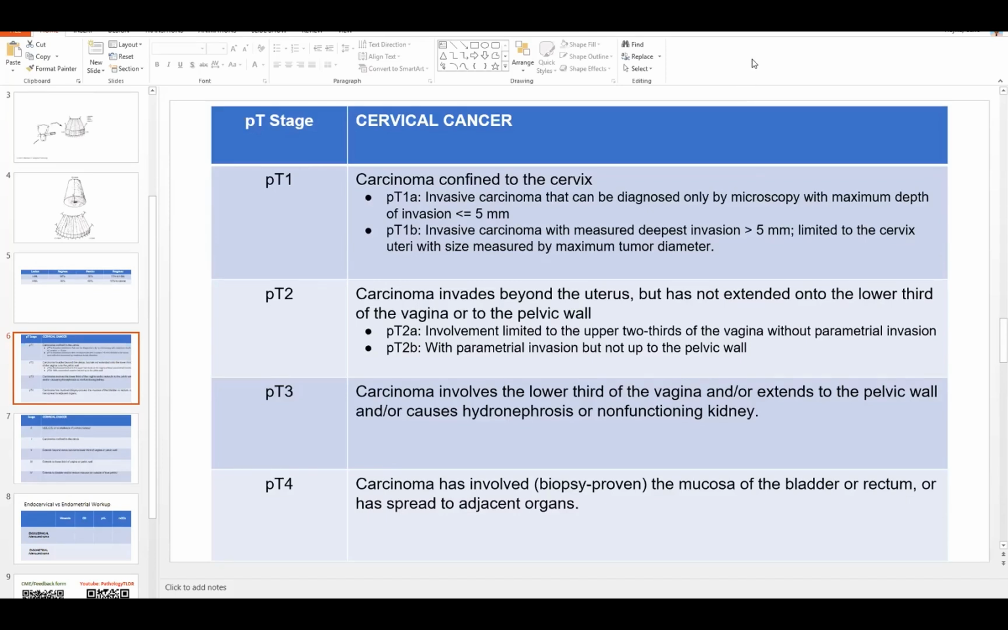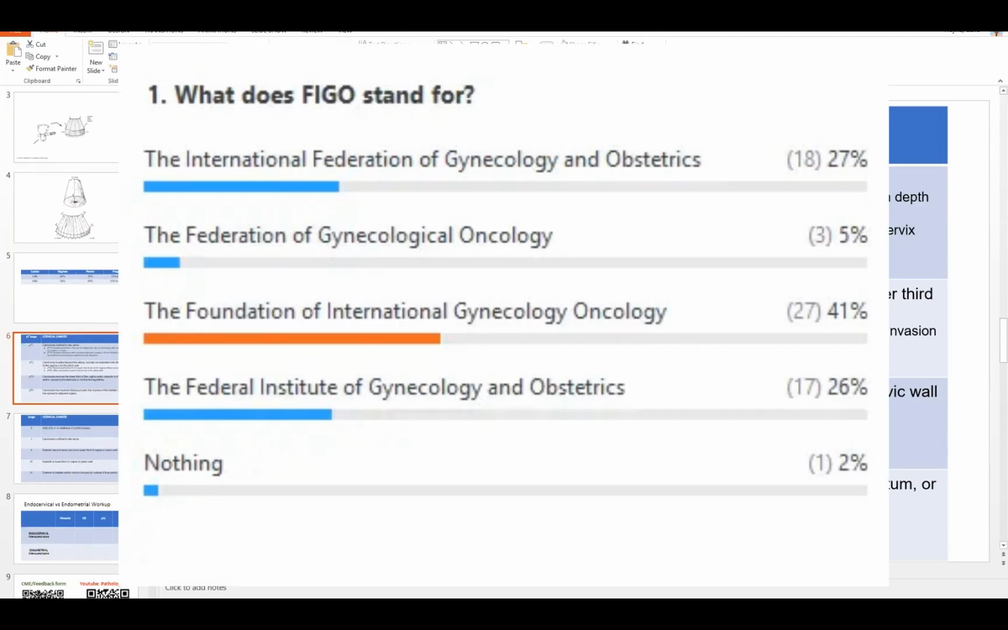I think we'll do our next poll. It's a little bit of fun. What does FIGO stand for? It is the authoring body for a lot of the gynae oncology management and staging.